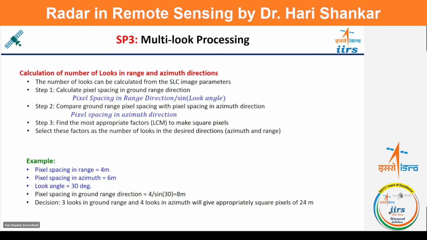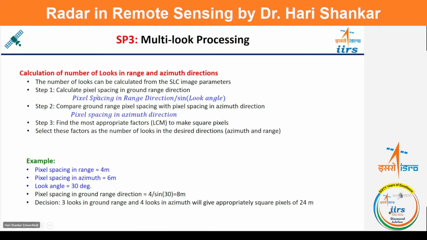There are only 3 steps. First, you calculate the pixel spacing in the ground range direction. So how can you calculate it? Pixel spacing in range direction divided by sine of the look angle, or you can say sine theta. Second, compare the ground range pixel spacing with the pixel spacing in azimuth direction.